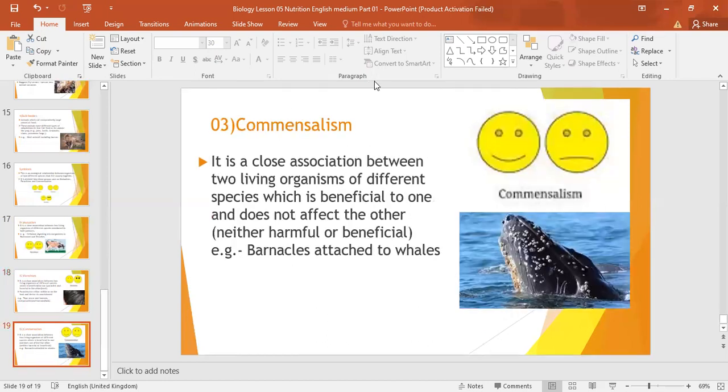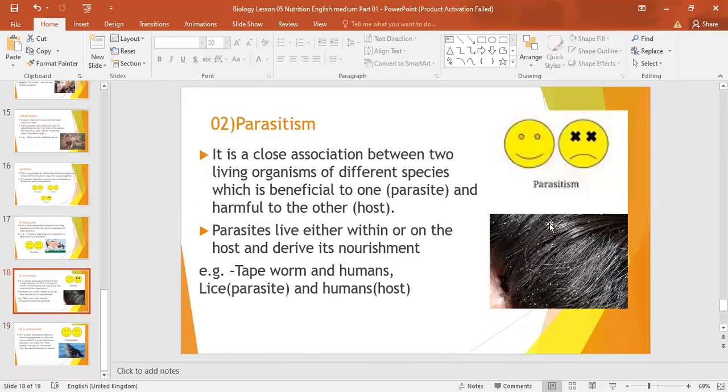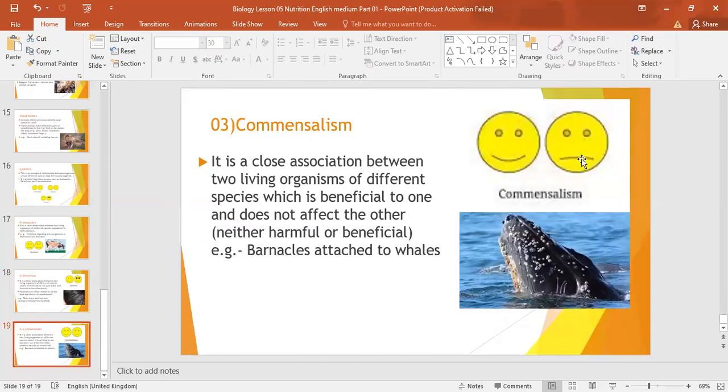Final one, commensalism. One is benefited. Therefore, it is smiling. Here, no response. Neither harmful nor beneficial. No effect on the other organism. Not harmful to the host. No effect on the host. Neither harmful nor beneficial. Example is barnacles attached to whales.